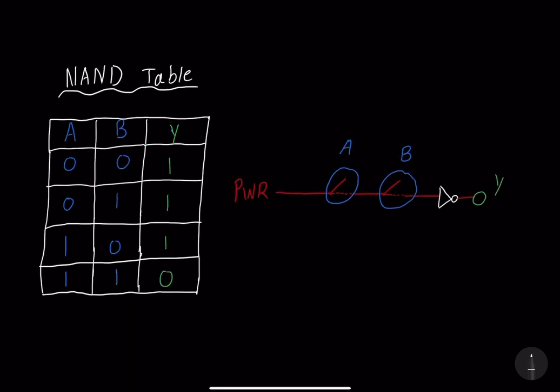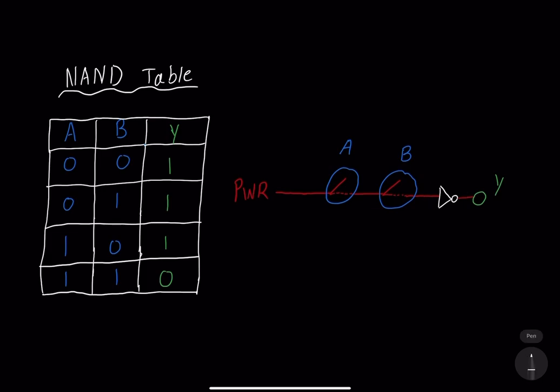Now we will be going over the NAND truth table. A NAND operation is basically an AND operation with its output inverted. This is why the circuit that I've already drawn is very similar to the one that was drawn for the AND truth table. The only difference being this operation.